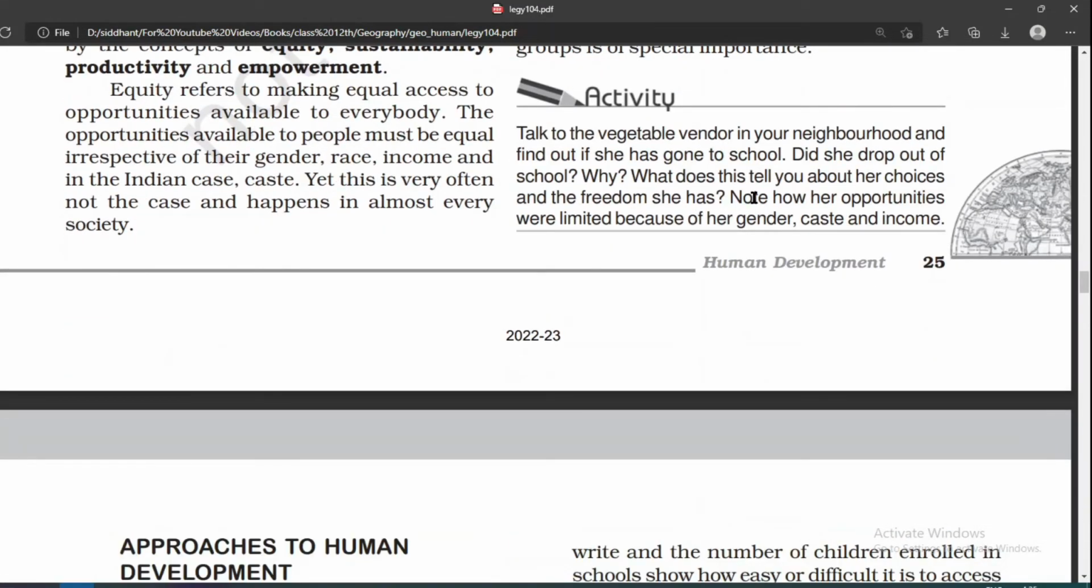Activity: talk to a vegetable vendor in your neighborhood and find out if she has gone to school. Did she drop out of school? Why? What does this tell you about her choices and the freedom she has? Note how her opportunities were limited because of her gender, caste, and income.